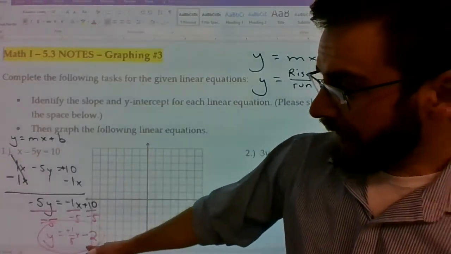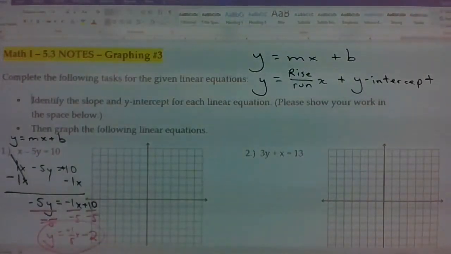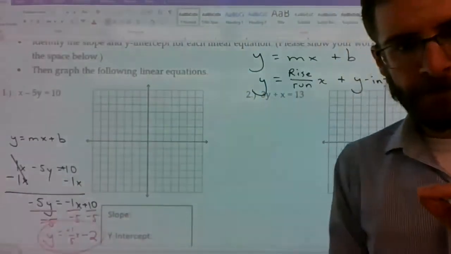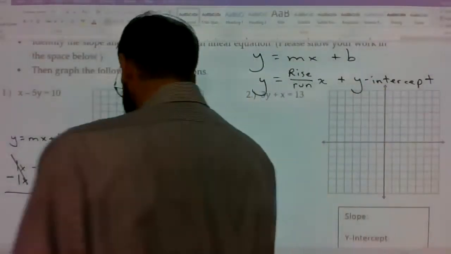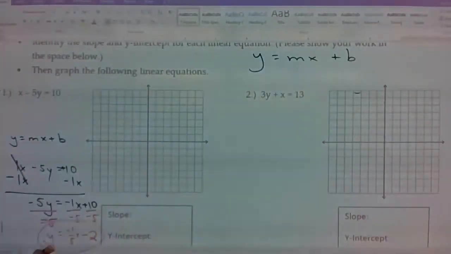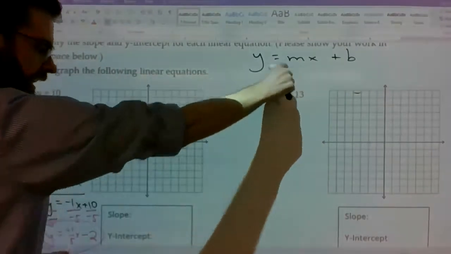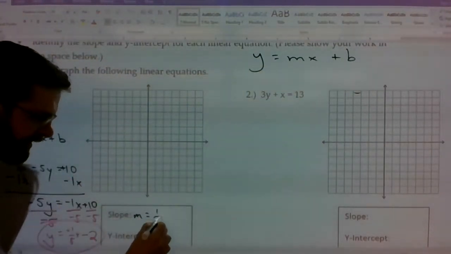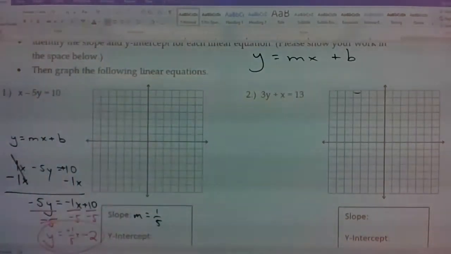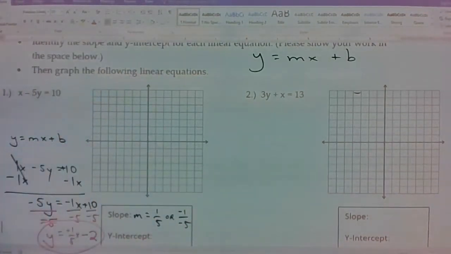So, now that we've got this right here, we can identify the slope and the y-intercept. This is of the form y equals mx plus b, remember? So m is the slope, 1/5 in front of the x, that's the m. So m is equal to 1/5. That just means you go up 1, right 5. Up 1, right 5. It's also the same as negative 1 over negative 5. See where it came from?